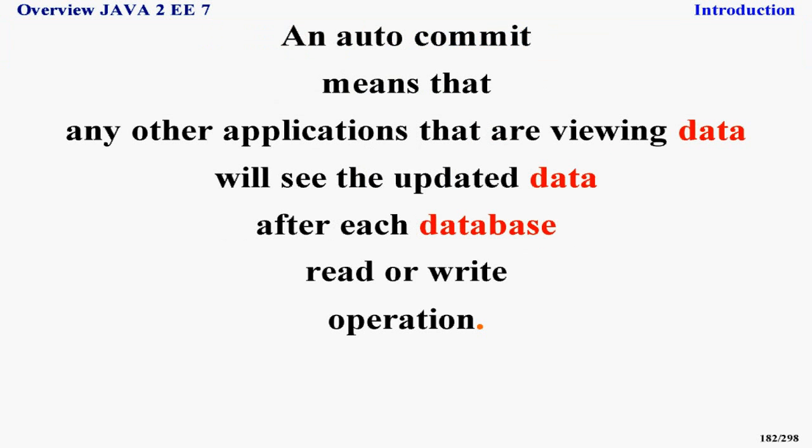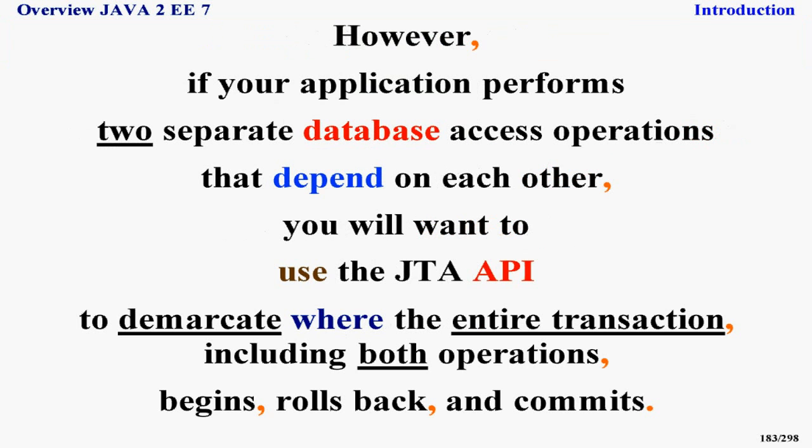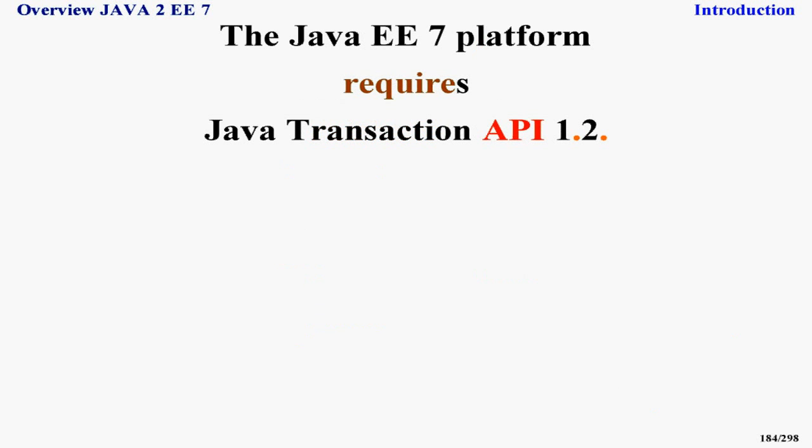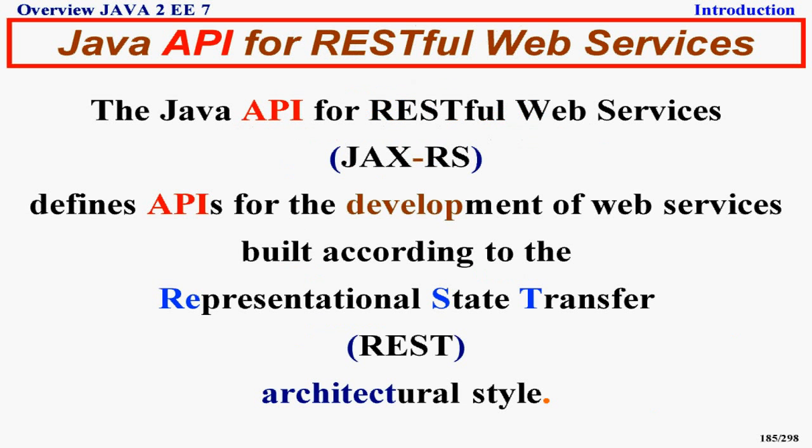However, if your application performs two separate database access operations that depend on each other, you will want to use the JTA API to demarcate where the entire transaction, including both operations, begins, rolls back, and commits. The Java EE 7 platform requires Java Transaction API 1.2. Java API for RESTful Web Services.